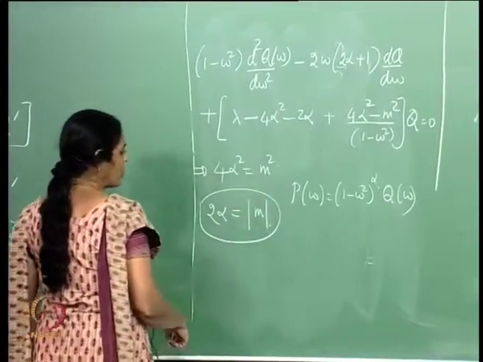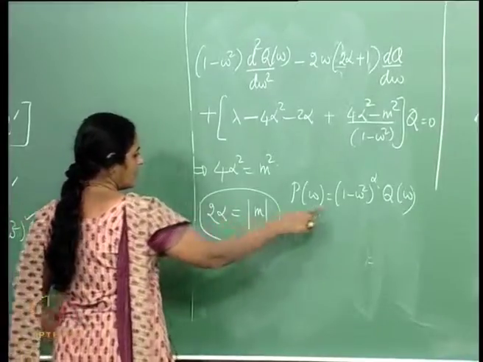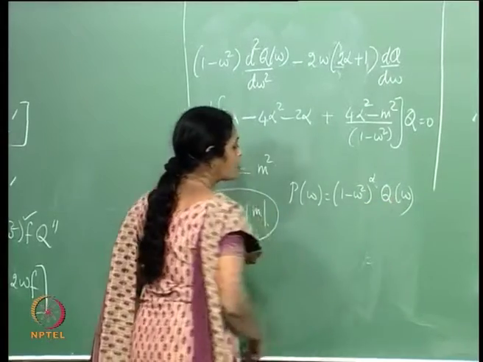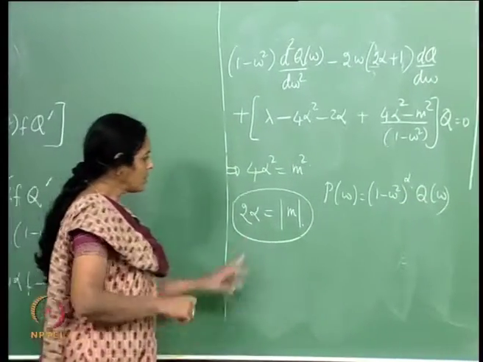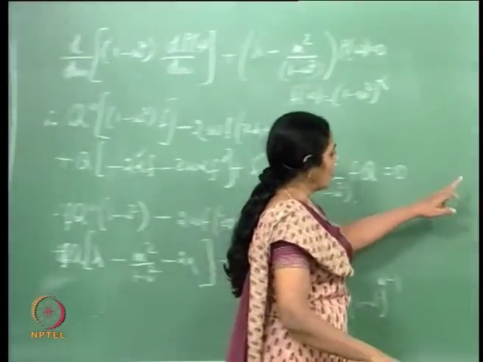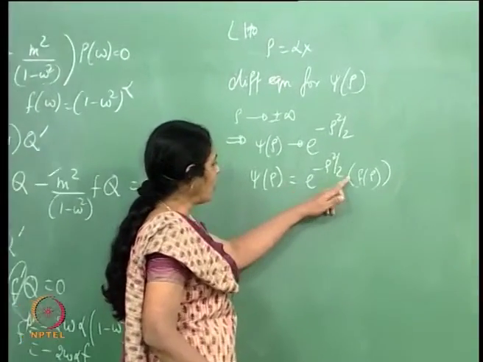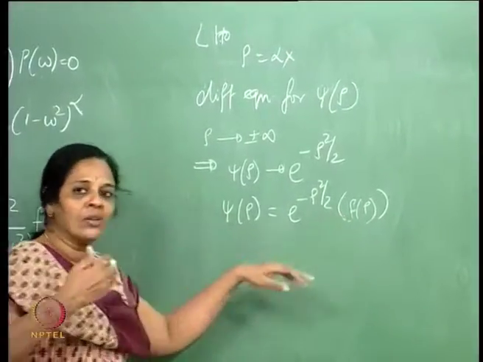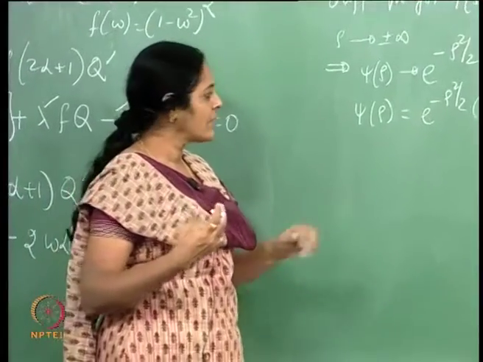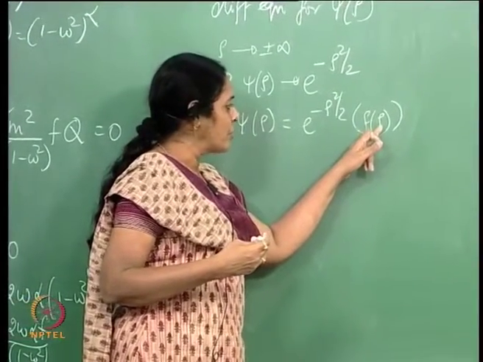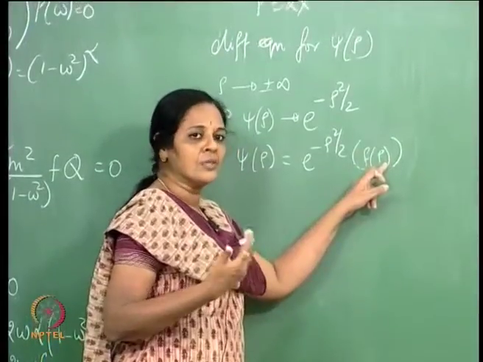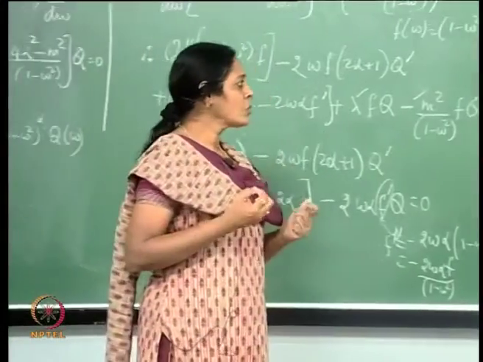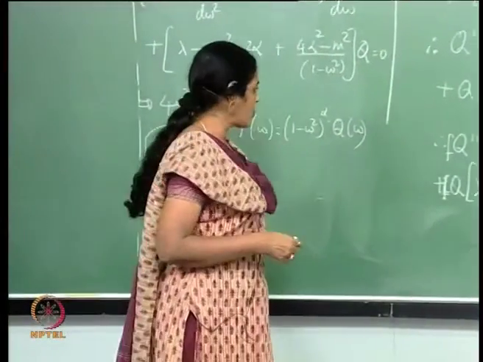So look at p of w. It's (1 minus w squared) to the mod m by 2 times q of w. So, this is the analog of this problem. I have already recast the equation in terms of q of w. That is the analog of what you did in the case of the linear harmonic oscillator, where you recast the differential equation to a differential equation in terms of f of rho. And then what did you do? You solved for f of rho. How did you solve for f of rho? You start with a series solution.